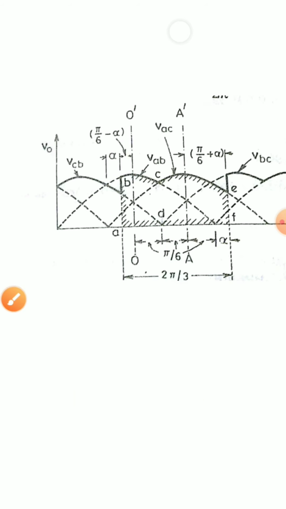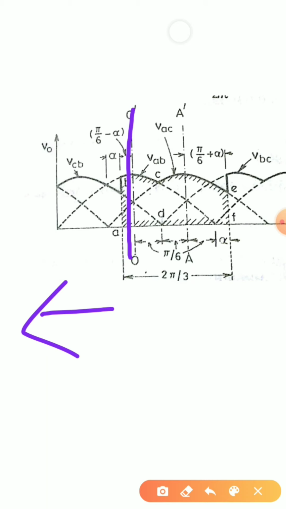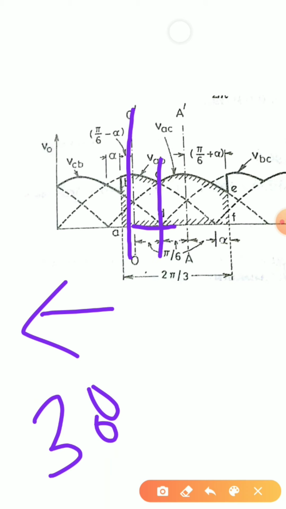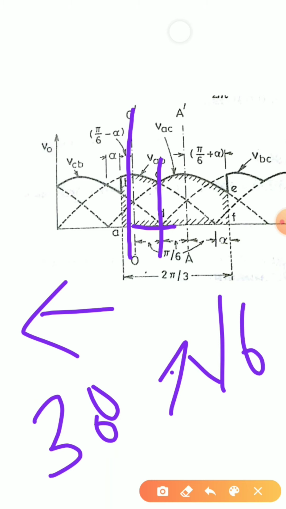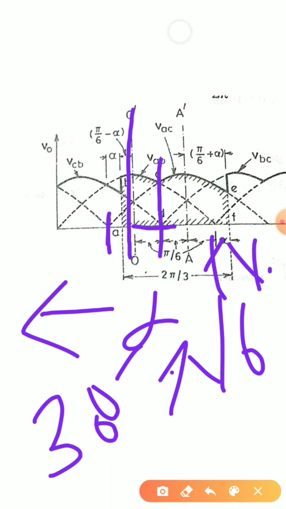Now let us consider this. Now this is my center line. If I am going to the negative direction, I am going 30 degree, and to the positive direction I'll be considering only up to this portion. To the positive direction also I am going 30 degree, pi by 6 I am going, and to the negative direction, this was 30 degree. To the negative direction I am going 30 degree minus alpha, and to the positive direction I am going pi by 6.